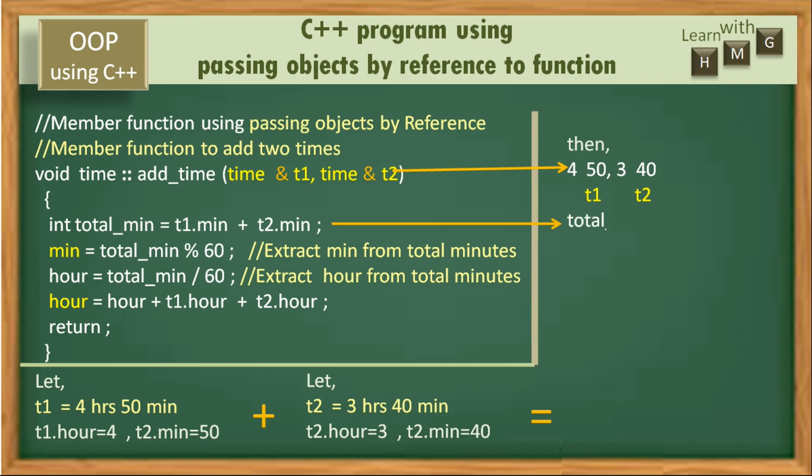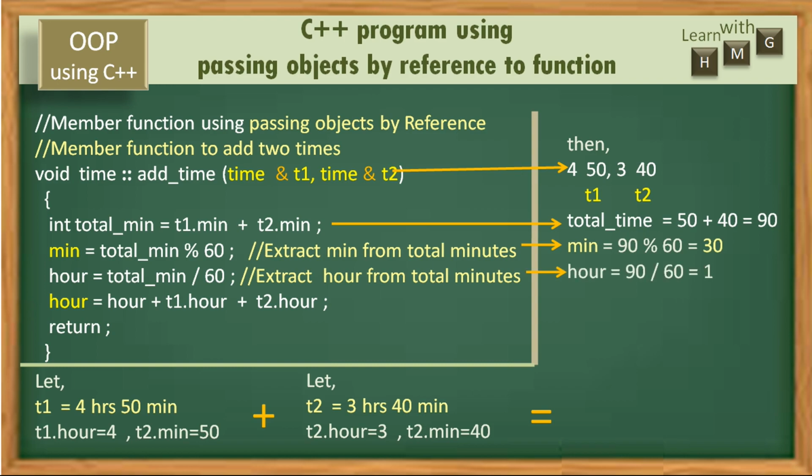The minutes 50 and 40 will be added together to generate the total minutes, 90. From this 90 minutes the minutes will be extracted, that is 30. From this 90 minutes the hours will be extracted as 1.